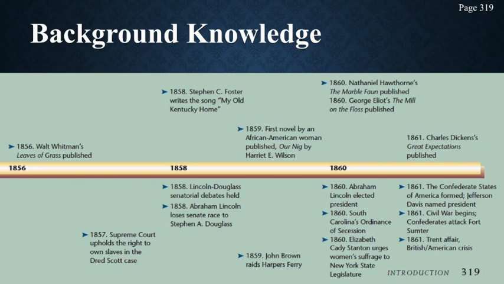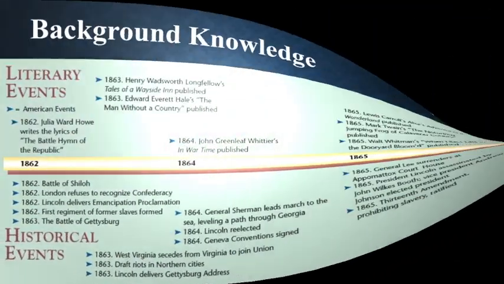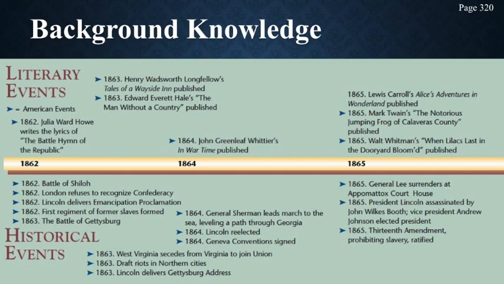1860, Abraham Lincoln gets elected president, and immediately South Carolina, who sees Abraham Lincoln as standing against their will, secedes from the Union, and they're quickly followed by six other Confederate states, and the Confederate States of America is formed. Civil War gets started shortly after that, and that's going to go on for 4 years, the four bloodiest years in American history.